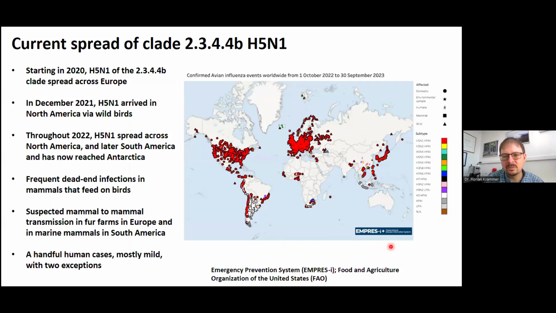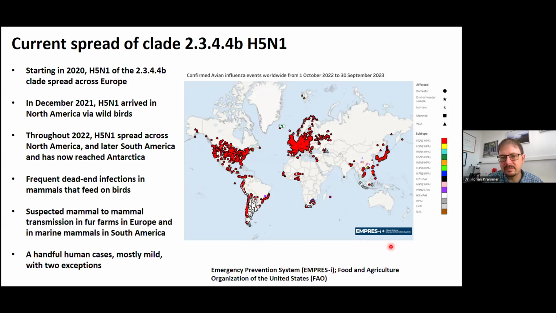And it started to really expand in 2020 during the pandemic in wild birds in Europe. And then in December 2021, this virus arrived in North America, again via wild birds, likely via flyways over Iceland. And then in 2022, this virus started to spread in North America and later made it to South America, and it's now also present in Antarctica.